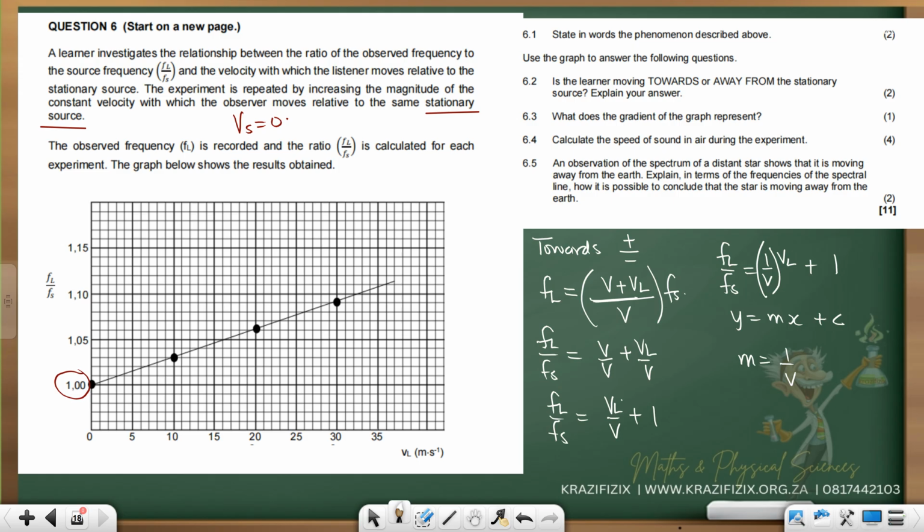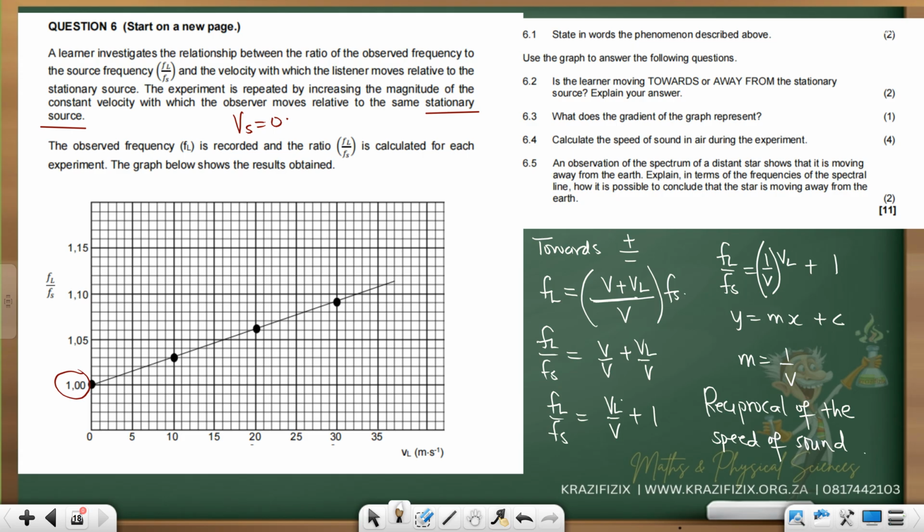They said, what does the gradient of the graph represent? It is the reciprocal of the what? Speed of sound. Reciprocal means 1 over. Please talk to me, or you do the maths there and write 1 over V. Did that make sense? So you can see I'm not teaching you UJ stuff. It came from Free State. There's another one like this from Mpumalanga.